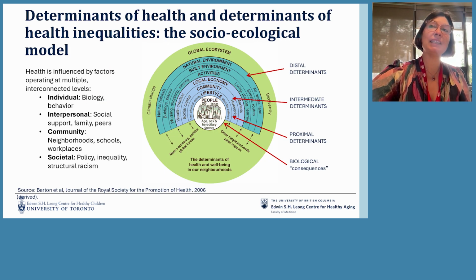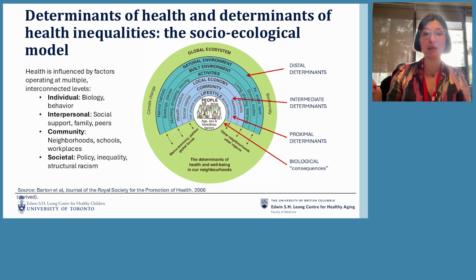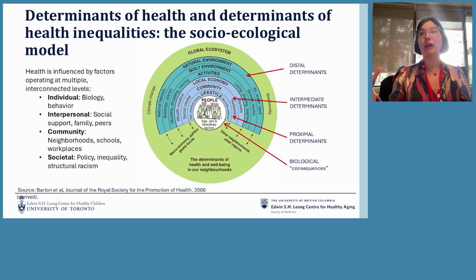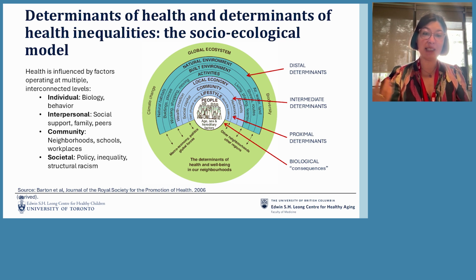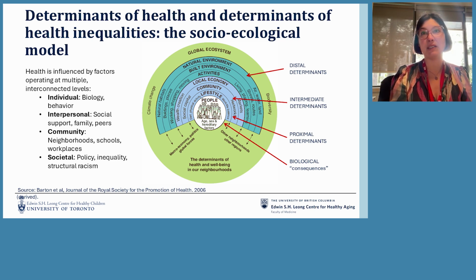So first of all, let's talk about the socio-ecological model for explaining the social inequalities and the link between social determinants and health outcomes. You have probably seen this wheel of influence in classes about the determinants of health, and what explains social inequalities in health outcomes is generally similar to the determinants of health.